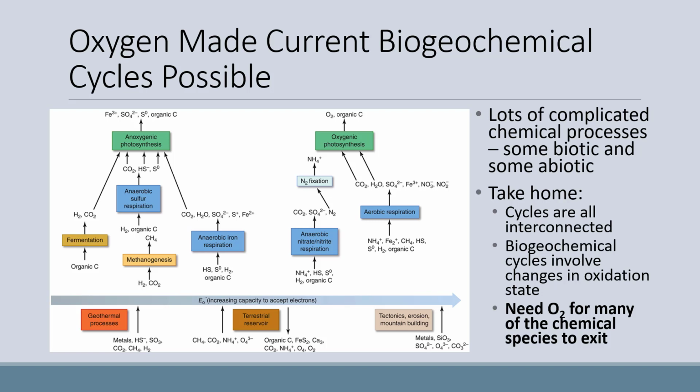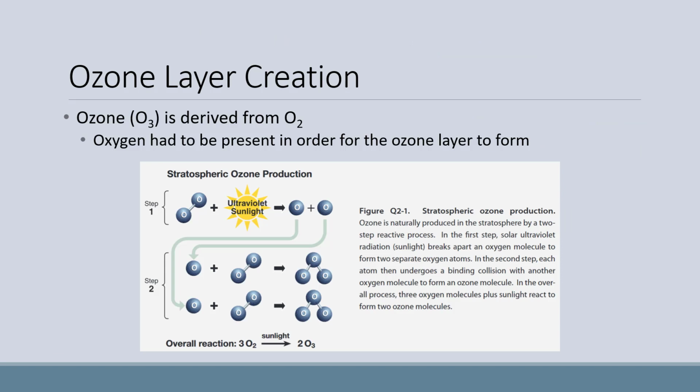Biogeochemical cycles involve changes in oxidation state. That is what redox reactions are. We need oxygen for many of the chemical species shown to exist, and so many biogeochemical cycles wouldn't exist in their current state without it. Another one of the benefits of atmospheric oxygenation is that oxygen allowed for the ozone layer to form.